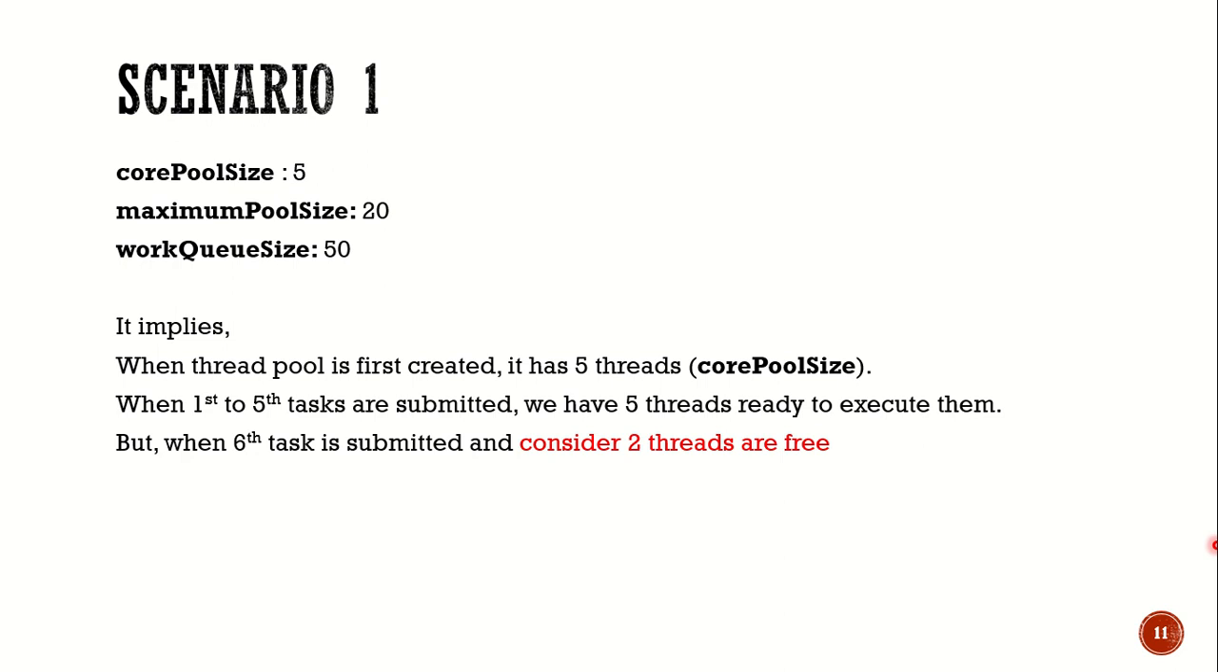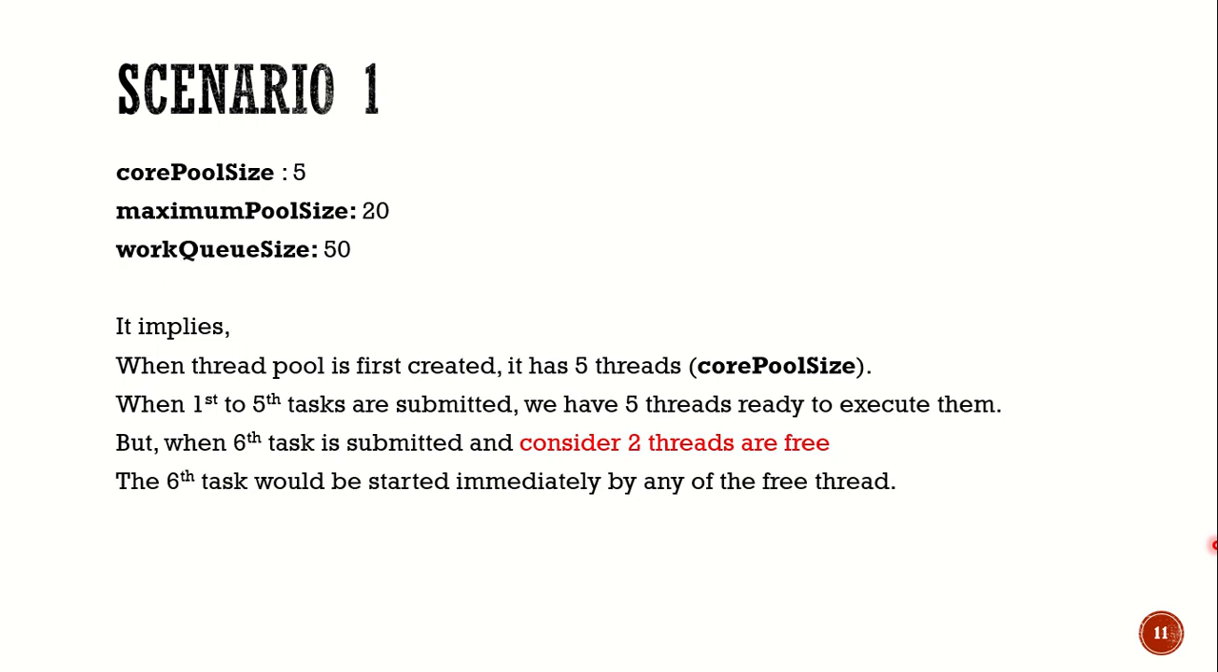And when the 6th task is submitted, there might be a scenario that 2 threads are already free. So in this case, the 6th task would be started immediately by any of the free threads.